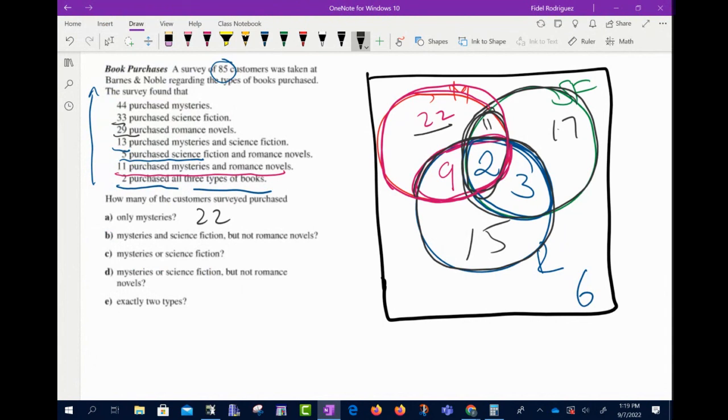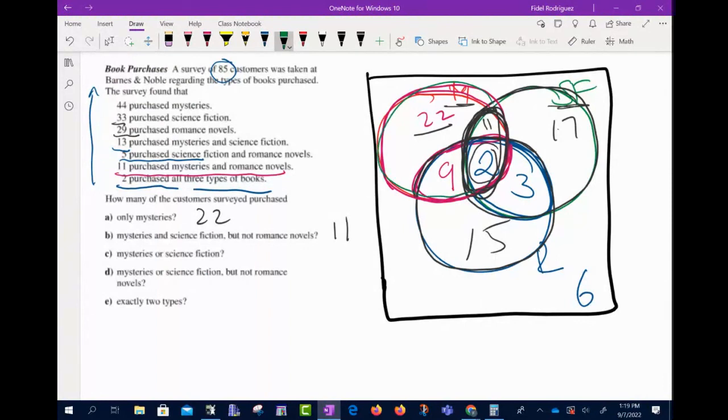Okay, look at part B. It says mysteries and science fiction. That's going to be where they overlap right here, y'all. But it says mysteries and science fiction, but not romance. So I know that they overlap here, but I only want the mystery and the science fiction. I don't want the romance. What number would I use? 11. Very good.